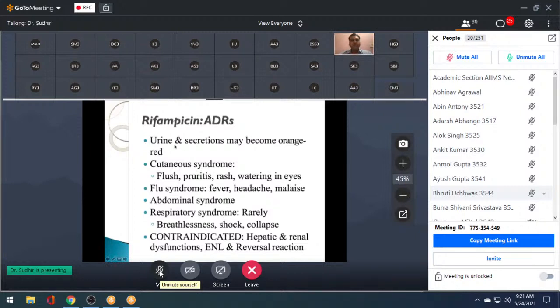Coming to ADRs, it can cause urine and body secretions to be orange red in color. It can cause cutaneous syndromes like flushing, pruritus, rash, and watering of eyes. It can cause flu-like syndromes, with fever, headache, malaise, and abdominal symptoms. It can have respiratory symptoms. It can cause breathlessness, shock, and sometimes it can lead to collapse-like conditions due to hypersensitivity reactions. It is contraindicated in hepatic and renal dysfunction because it can precipitate hepatitis. Sometimes it can lead to lepra reactions, that is erythema nodosum leprosum. It is a type 2 lepra reaction, and there can be reversal reactions.